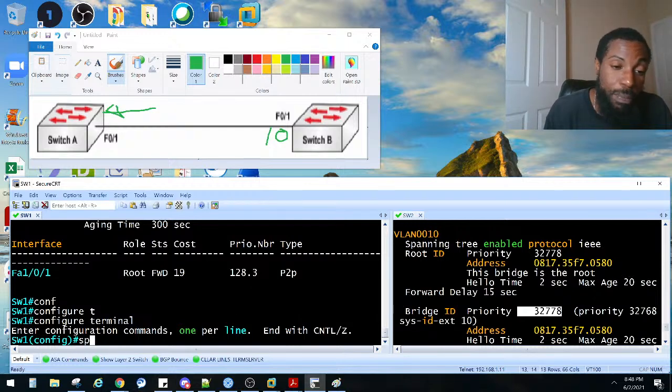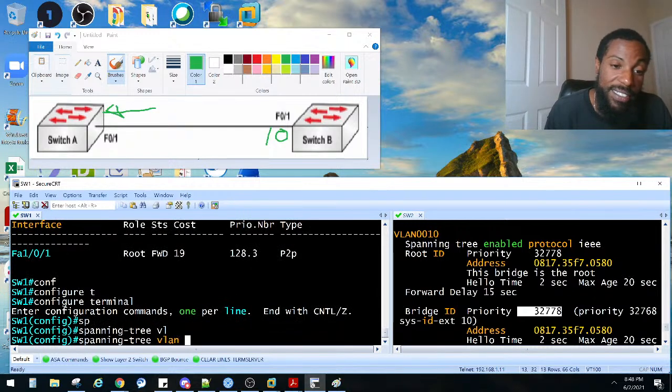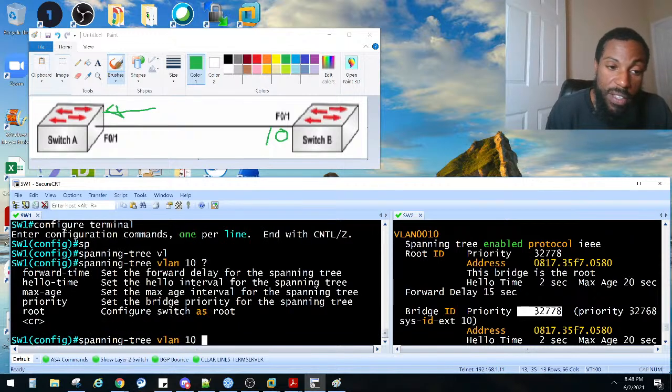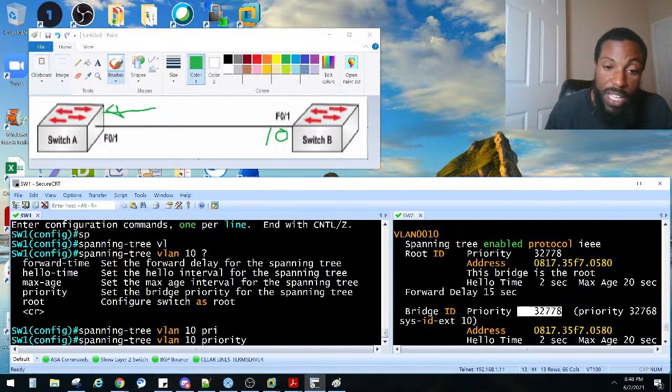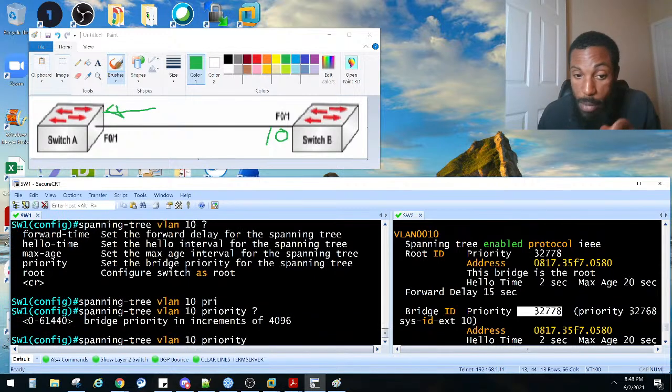How do we do that again? Spanning tree, VLAN 10, right? Then 10, question mark, and then priority, right? Now if I put a question mark, you'll see right there, increments of 4096. You see what I'm saying?